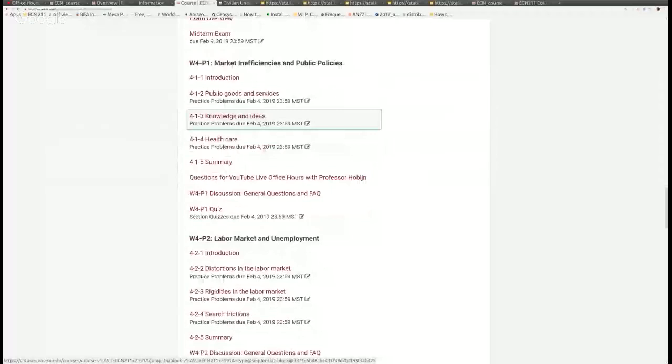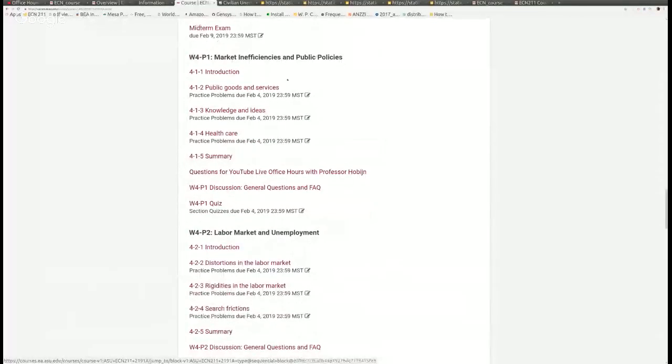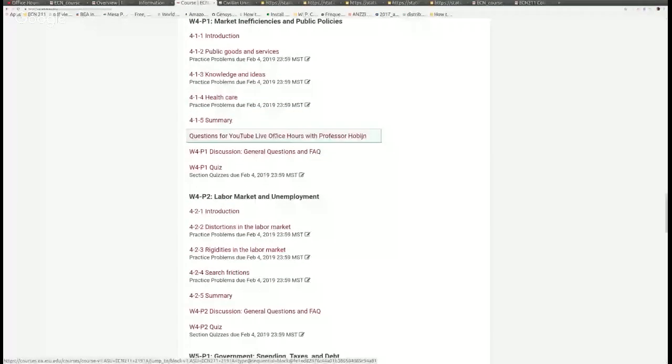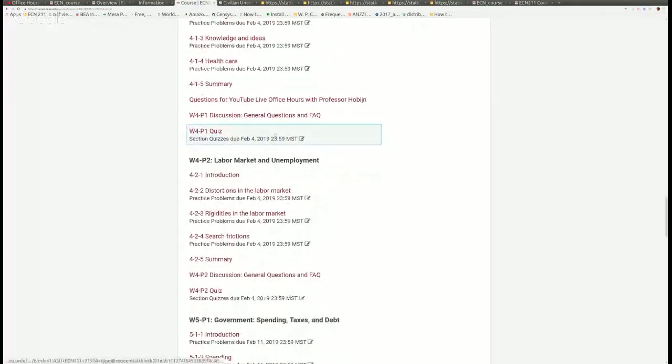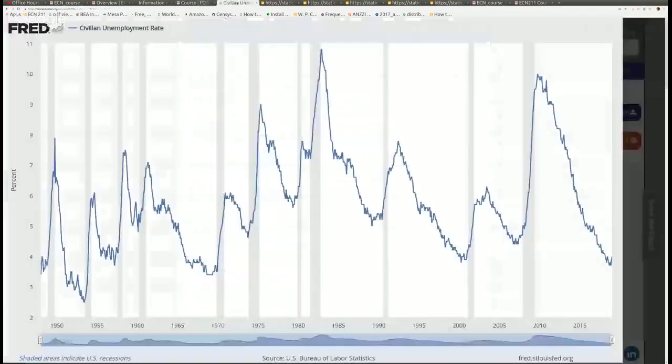So that was the market inefficiencies and public policies, in particular types of markets in the economy. And then in week 4, part 2, there was a very clear narrative. It was about the labor market and unemployment. And the main time series that part was about was the unemployment rate.